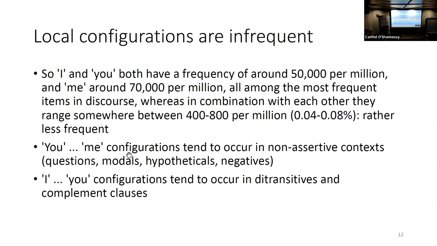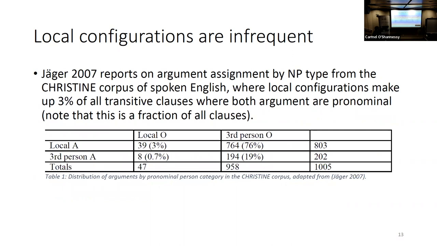So the U followed by me configurations tend to occur in non-assertive contexts, and the IU configurations tend to occur in ditransitives and complement clauses. And this is a similar result from a different corpus, where we get combinations of two local arguments, ending up getting 3%. But this is 3% of clauses involving only pronominal arguments. So it's still a small fraction of agreement overall.